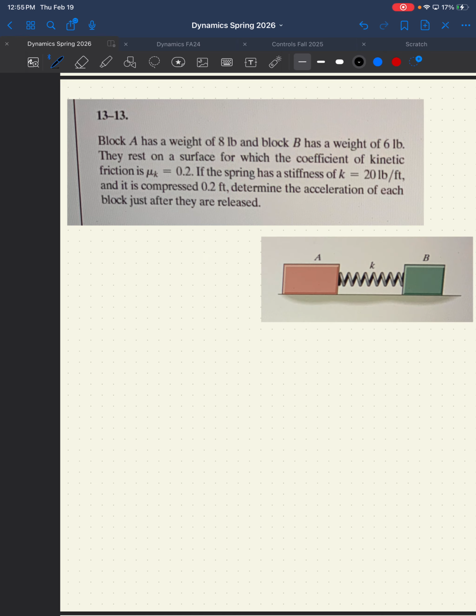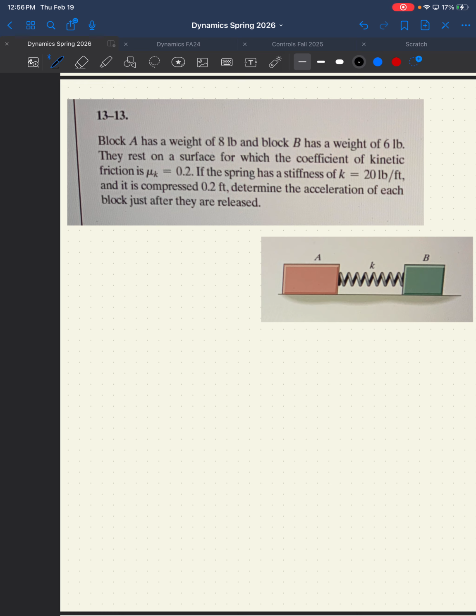We have a block A with a weight of 8 pounds and a block B with a weight of 6 pounds. They rest on a surface for which the coefficient of kinetic friction, mu k, is 0.2. If the spring has a stiffness of k equals 20 pounds per foot, it is compressed by 0.2 feet. Determine the acceleration of each block just after they are released.